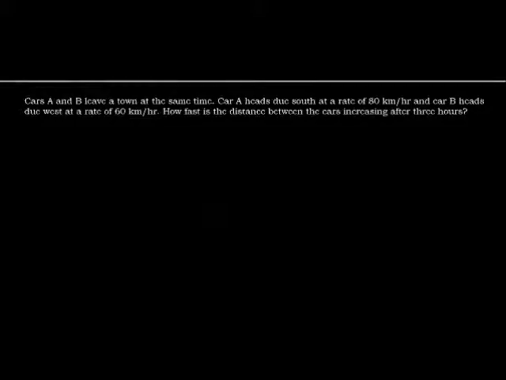Cars A and B leave a town at the same time. Car A heads due south at a rate of 80 kilometers per hour, and car B heads due west at a rate of 60 kilometers per hour. How fast is the distance between the cars increasing after 3 hours?